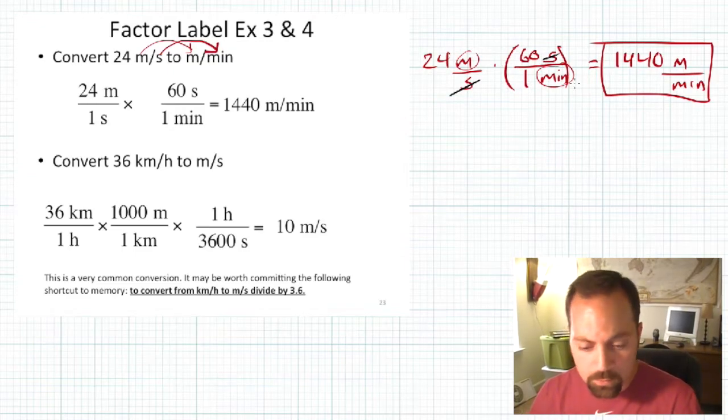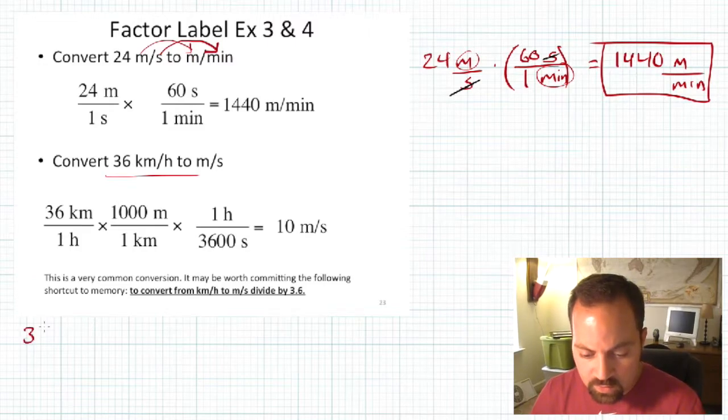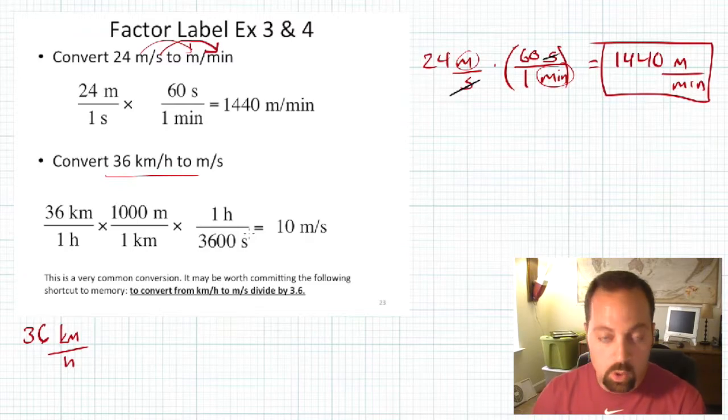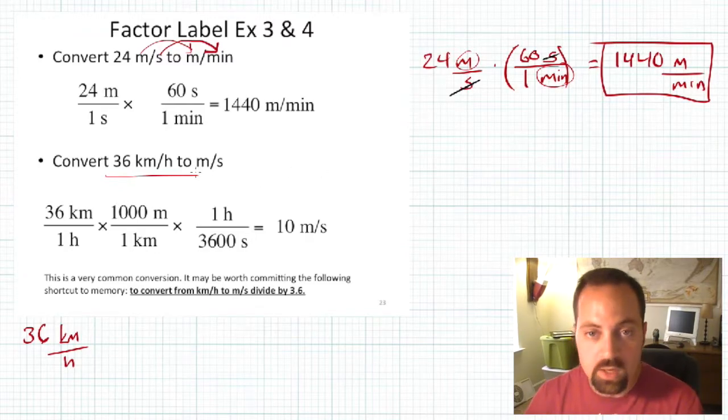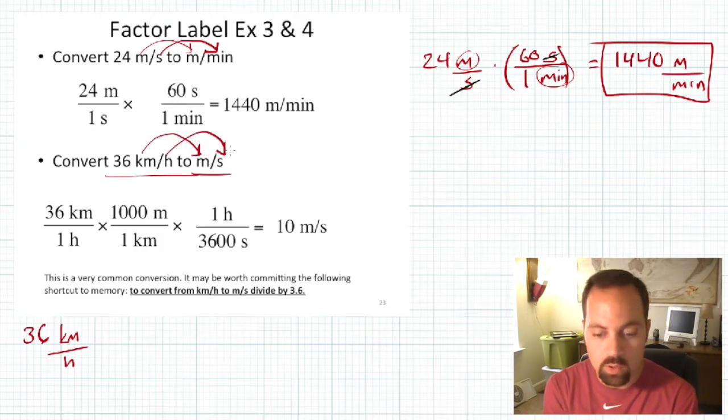Now we're going to do both. Over here, I've got 36 kilometers per hour. And we're going to convert that to meters per second. Now our numerator and our denominator have to change. So we need to convert both. We can do that.